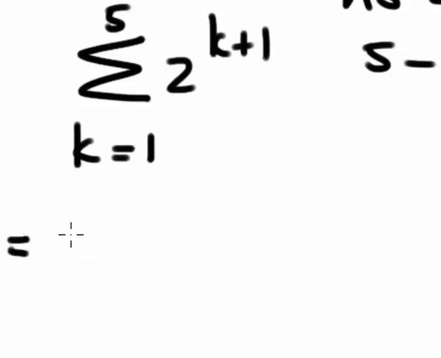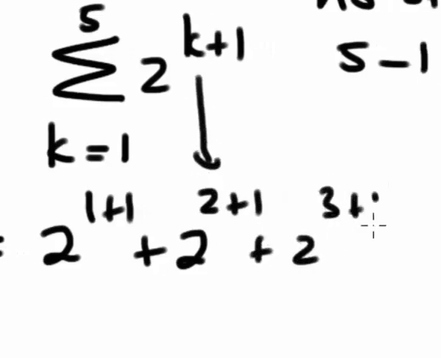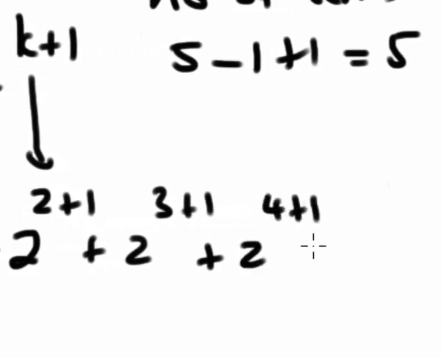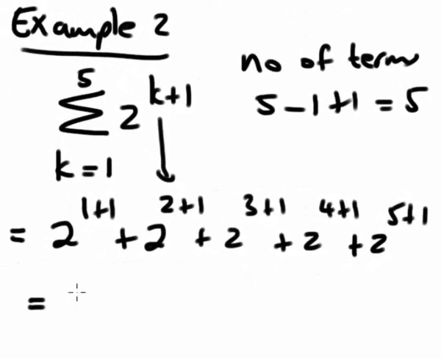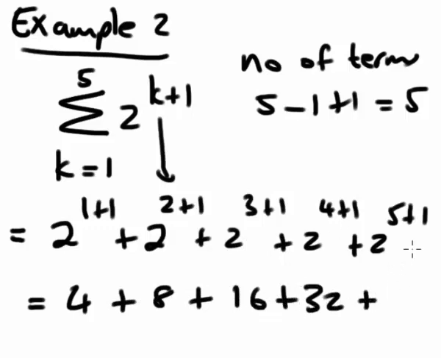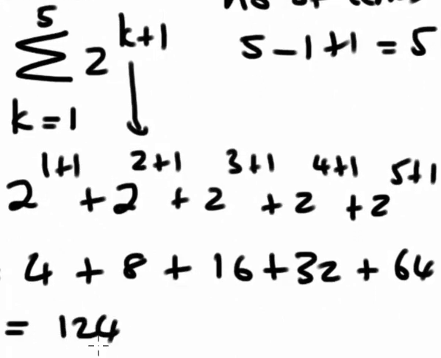So let's just do it quickly. Let's expand it. It's 2 to the 1 plus 1, then 2 to the 2 plus 1, these are all the values for k, plus 2 to the 3 plus 1, plus 2 to the 4 plus 1, plus 2 to the 5 plus 1. And there we stop. We've got 5 terms. That's 2 squared is 4, 2 cubed is 8, 2 to the 4 is 16, 2 to the 5 is 32, and 2 to the 6 is 64. Now if you add that up, it's pretty easy. It's 124. No problem with that.